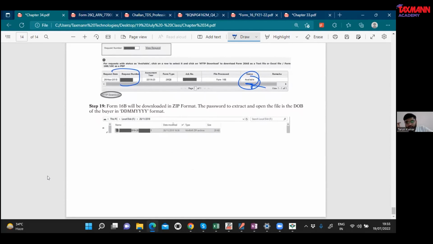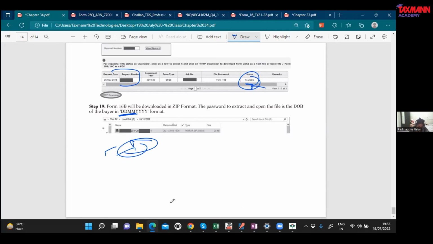But one important thing is here: 16B, 16C, 16D. To extract those forms, we need not have a utility. You just download the zip file, and to extract the forms from the zip file, you need to mention the date of birth of the buyer. Then the form will get extracted. So only this is the difference in the entire process. Otherwise, the process is the same. The website is the same, and every other detail is the same.